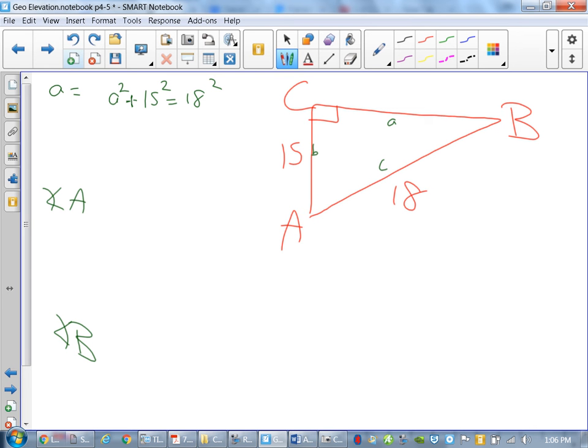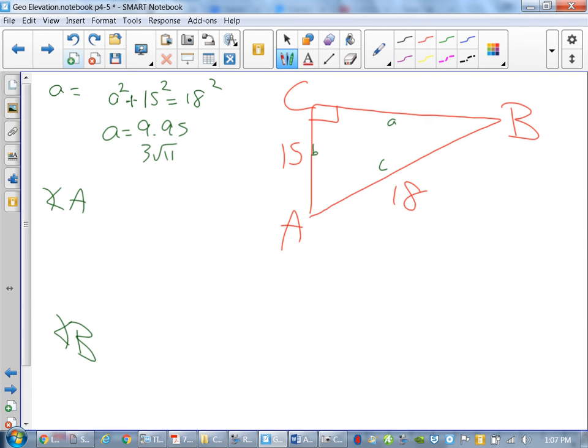I don't know. Press the button. What is it? What do you get? Great. Like the whole answer. A is 9.95, or 3 root 11. Okay, thank you. So, found my first side length.